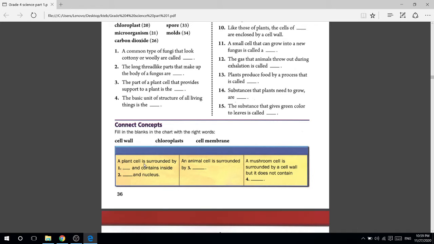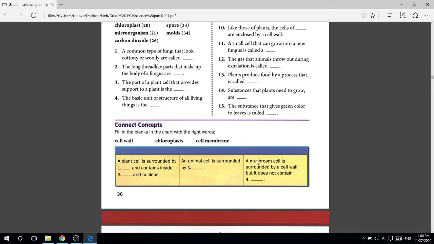A plant cell is surrounded by what? A plant cell is surrounded by a cell wall. A plant cell is surrounded by a cell wall. Okay, students? An animal cell is surrounded by what? An animal cell is surrounded by a cell membrane. Okay? An animal cell is surrounded by a cell membrane.